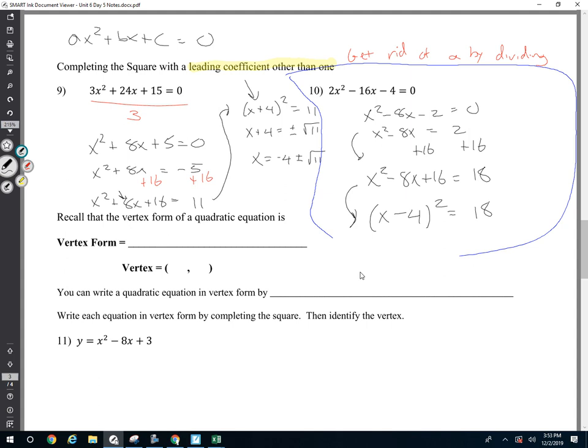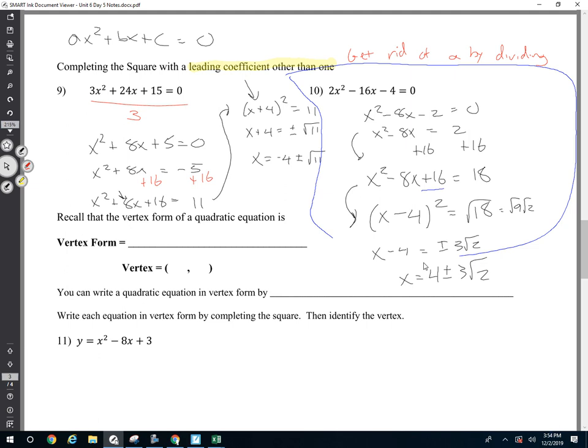Because b divided by 2, whether it's positive or negative, will be squared. And when you square a number, it's always going to be a positive, which is why, yes, this number will always be a positive. Okay, now we square root 18. It's 3 root 2, because it's root 9 root 2. So x minus 4 equals plus or minus 3 root 2. We will add the 4. X equals 4 plus or minus 3 root 2.